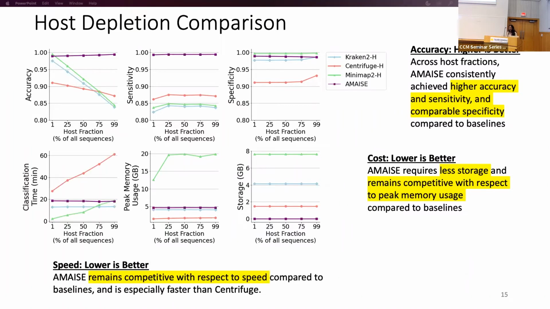And then for classification time, we see for speed, where lower is better again, AMAISE remains competitive with respect to speed compared to baselines and especially is faster than Centrifuge, whose speed gets much worse as the host fraction percentage increases.